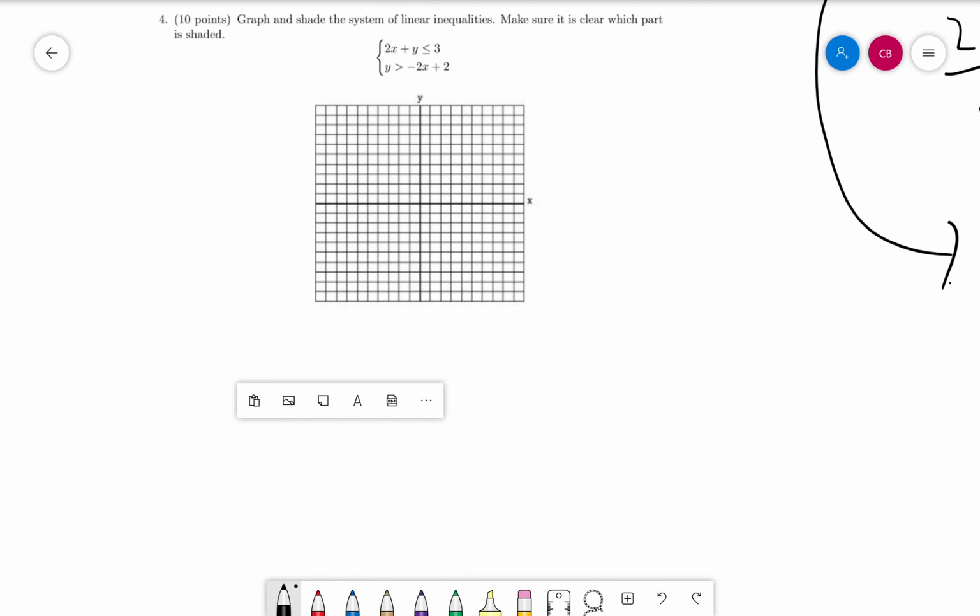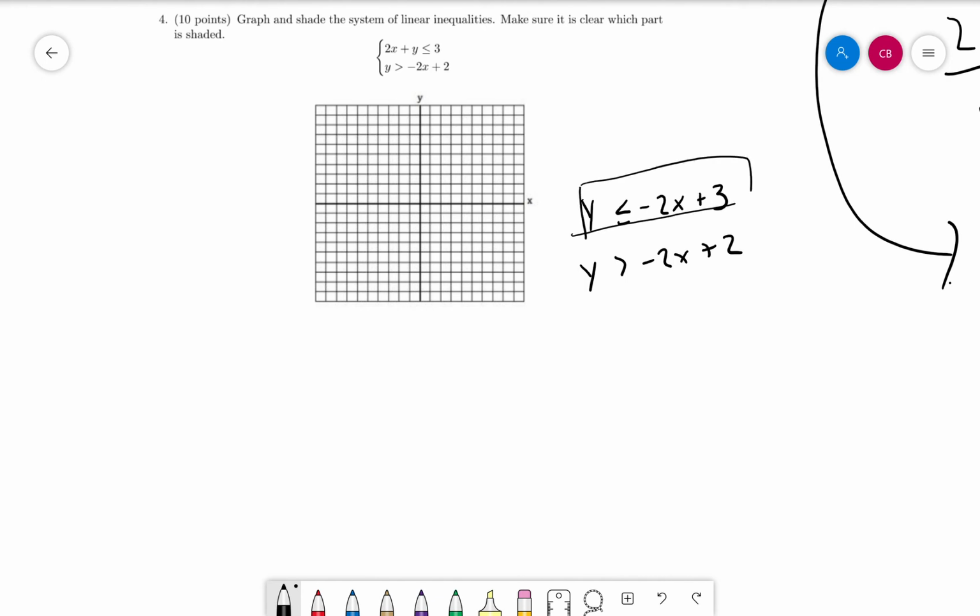Okay, and then last but not least, we have the following. You have to graph this, so let me write this out. We're going to have y is less than or equal to negative 2x plus 3, and y is greater than negative 2x plus 2. So we're going to graph it. The top one is solid. This is less than or equal to, that's what tells us solid. This one is dotted.